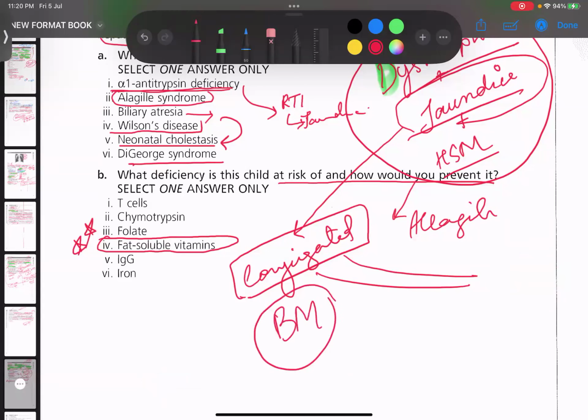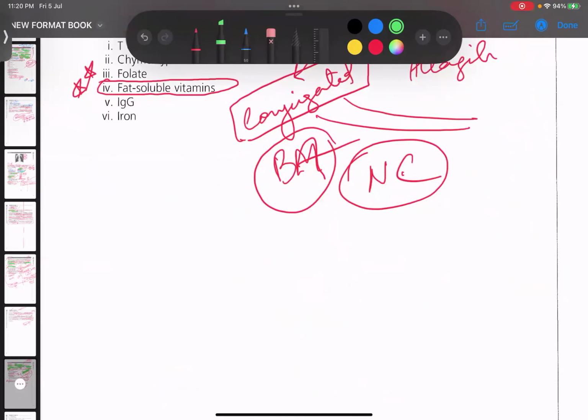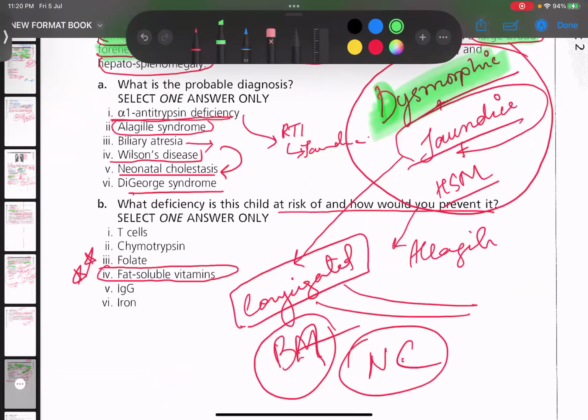You already told the answer. Why not biliary atresia? Why not neonatal cholestasis? Dysmorphic facial features. There are more points. If we go for making a list, there will be more points in favor of Alagille than biliary atresia or neonatal cholestasis, because dysmorphic facial features are not features of neonatal cholestasis or biliary atresia, completely excluded.